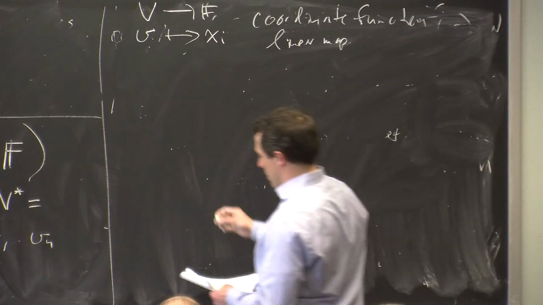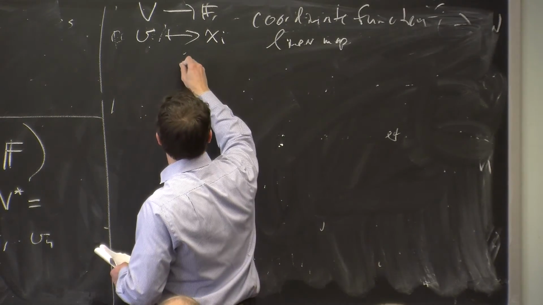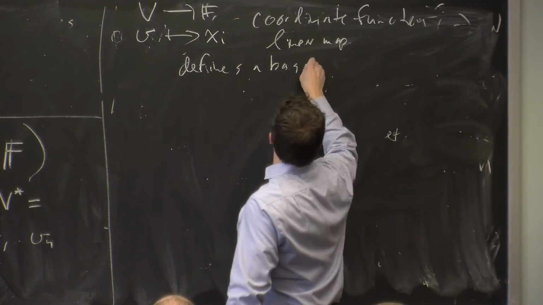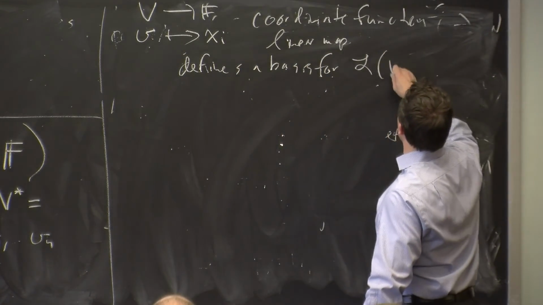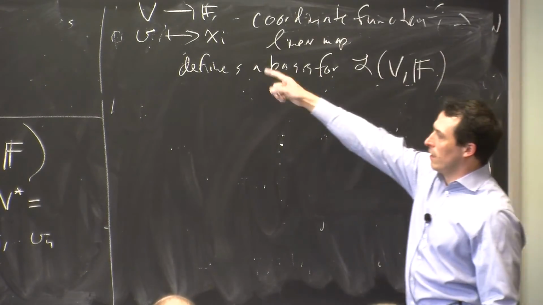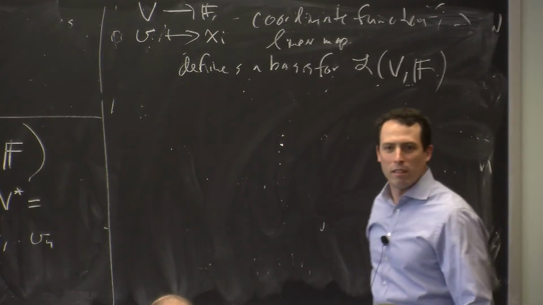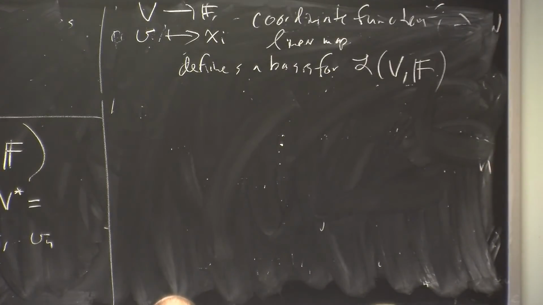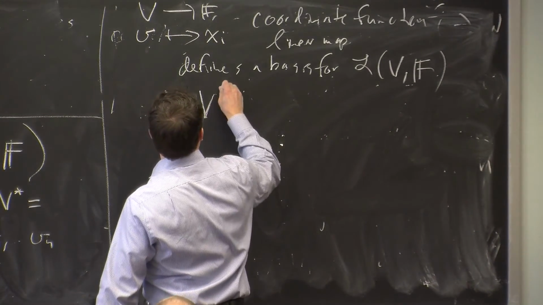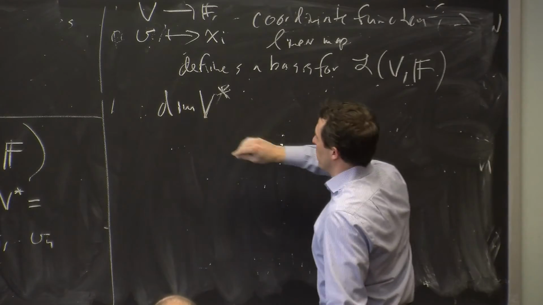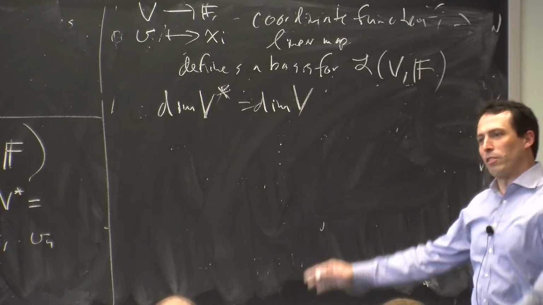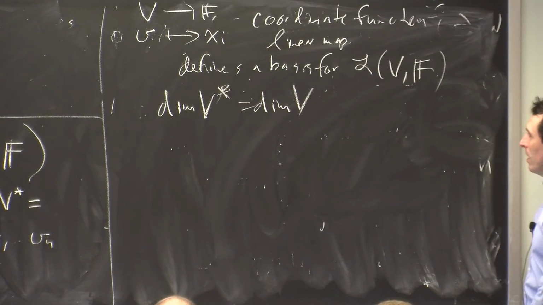And that, I would argue, defines a basis for the space of linear transformations from V to the field. Right? Because I can write every such linear transformation as a linear combination of the entries in the vector. So that means that the dimension of V star, now let's forget the basis, we just needed it to prove that, is equal to the dimension of V for V finite dimensional. And since they're two finite dimensional vector spaces that have the same dimension, they're isomorphic.